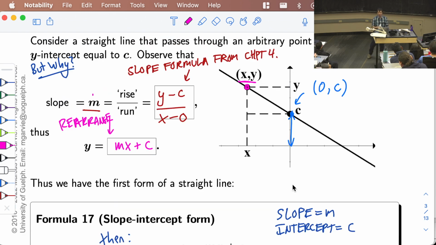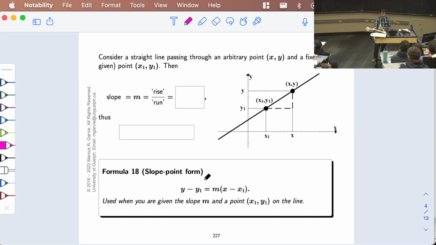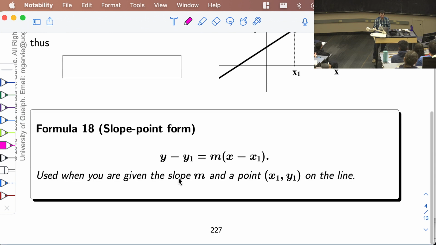And this kind of reasoning helps you in all sorts of problems, imagining points and calculating their slope and that kind of thing. On the next page, we're going to learn a new formula for lines, and that is called the slope point formula. I sometimes call it the point slope formula. Point slope.